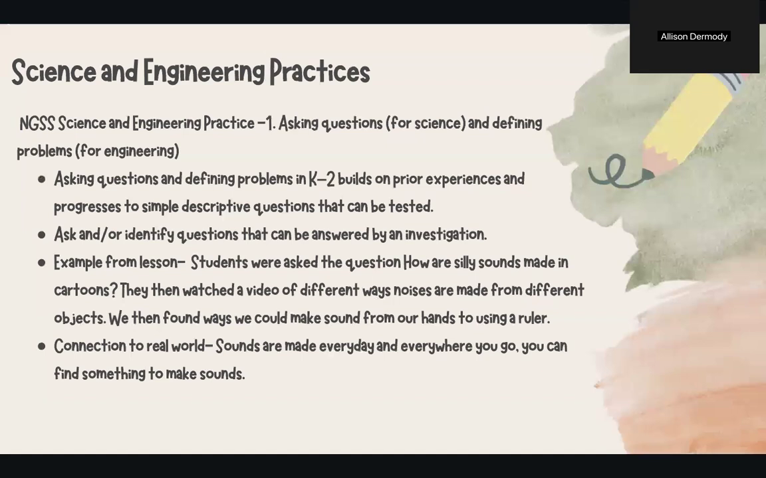For science and engineering practices, I had asking questions for science and defining problems for engineering. Asking questions and defining problems in K through 12 builds on prior experiences and progresses to simple descriptive questions that can be tested. So these are questions that can be answered by investigation. For example, from the lesson, the students were asked how silly sounds are made in cartoons, and then they watched and learned how they could do that.